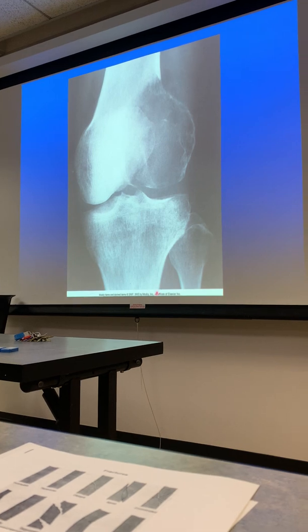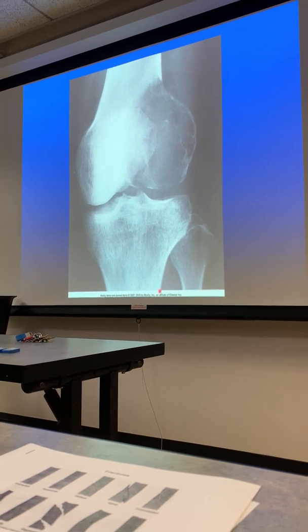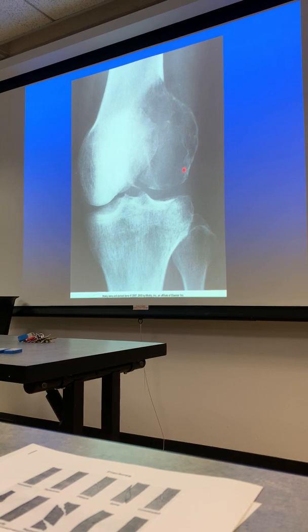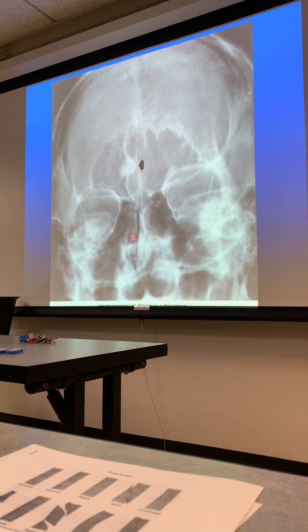Giant cell tumors, I did not put those on your test. It kind of looks like everything else. It's a lucent looking tumor. Osteoma, that's the one I said looks like a little coin lesion sometimes.